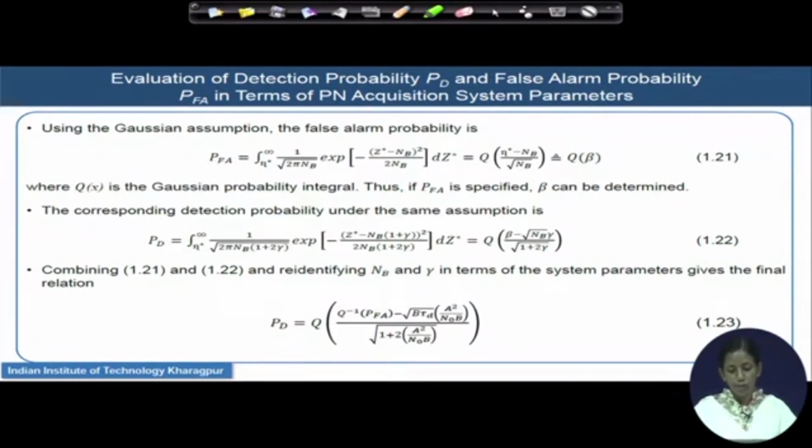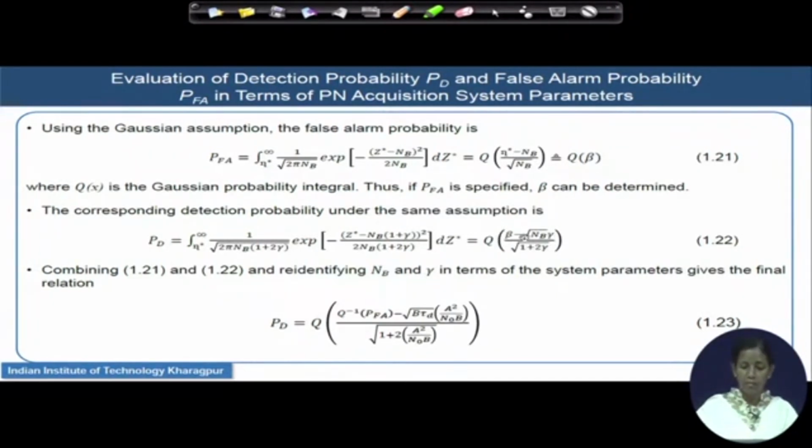And the corresponding detection probability will also be given by this, and here you are representing the mean and variance. Actually, here the variance was only n b, and here it is 1 plus 2 gamma, and the mean was n b, and here I am substituting it by 1 plus gamma, and the variance is actually 1 plus 2 gamma. Similarly, you can come up with a Q function in terms of the beta represented here, and write the detection probability in short form.